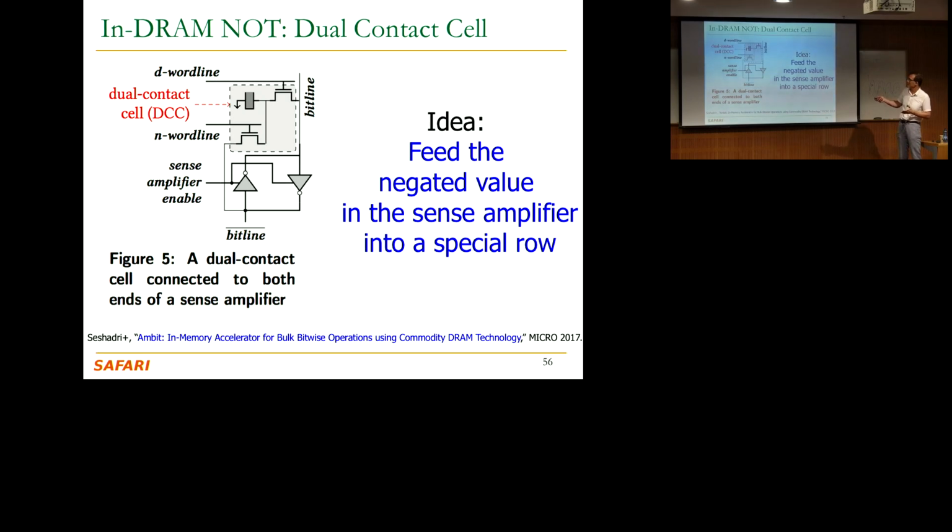But if you look at the sense amplifier, let's say you enabled some row over here. That row's value, or that cell's value, is over here. But the cell's complement is in bitline bar on the other end of the sense amplifier, basically. And we're going to use that. We're going to feed that to a special row called the dual contact cell row by taking the bitline bar and injecting it back into the special row. And that's the basic idea.